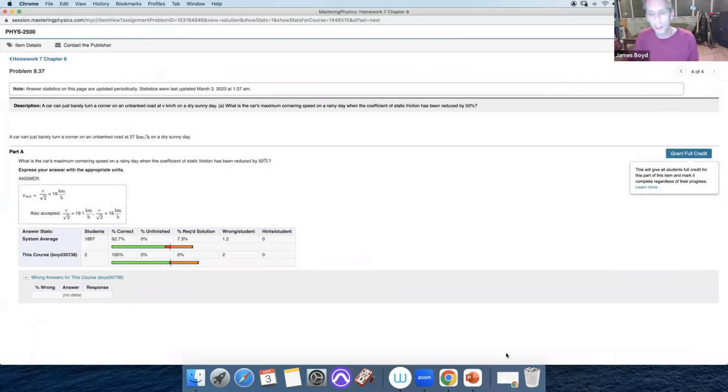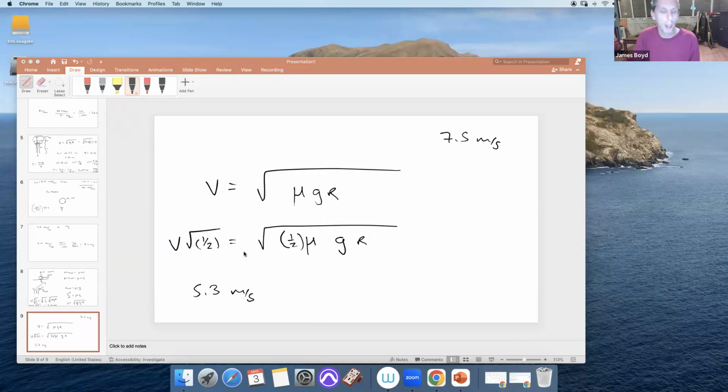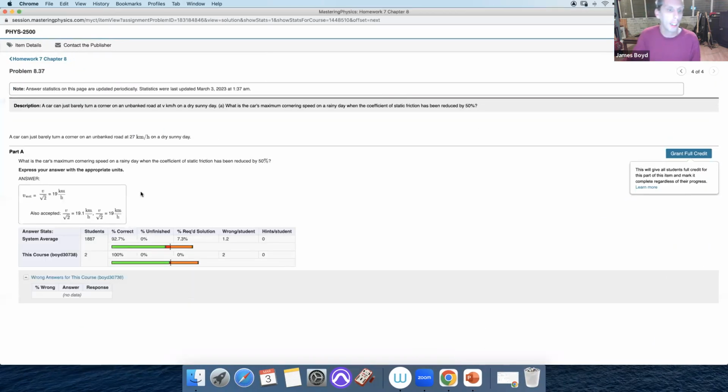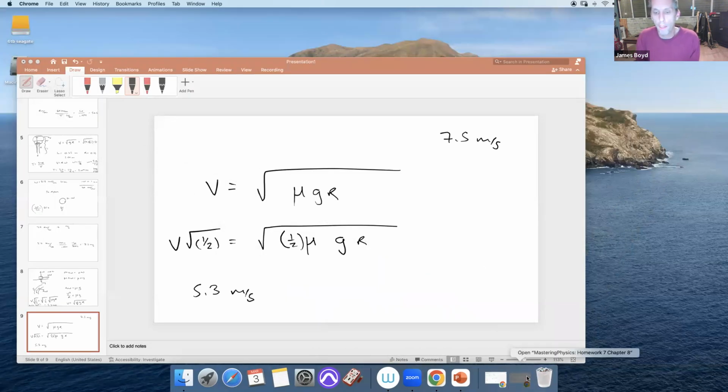Put that back into kilometers per hour, I guess. We originally had 27 kilometers per hour. Multiply that by the square root of a half. The square root of a half times 27 is 19 kilometers per hour. Anyway, all that said and done.